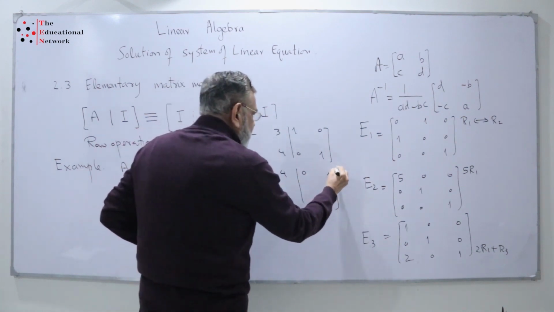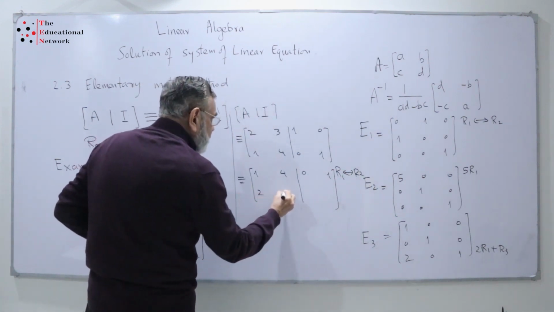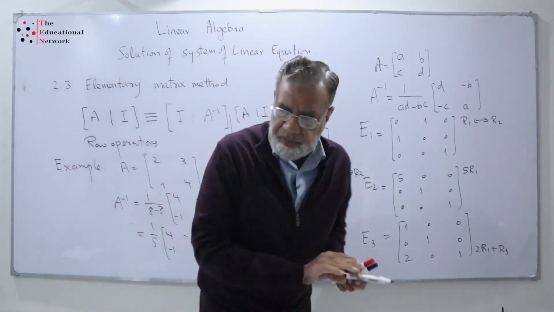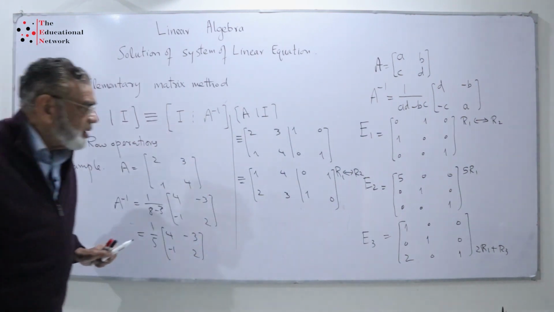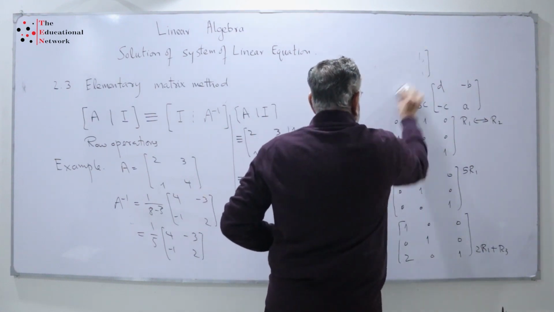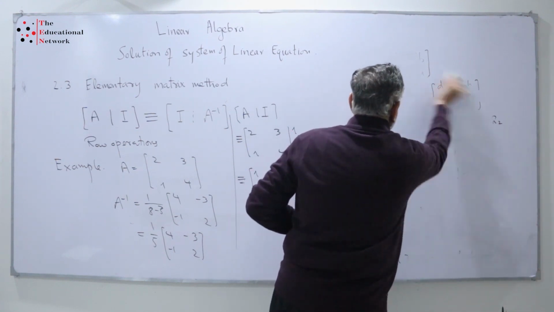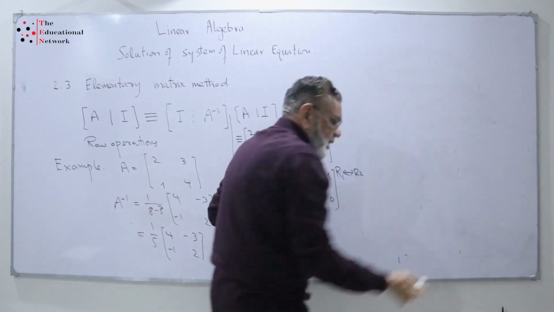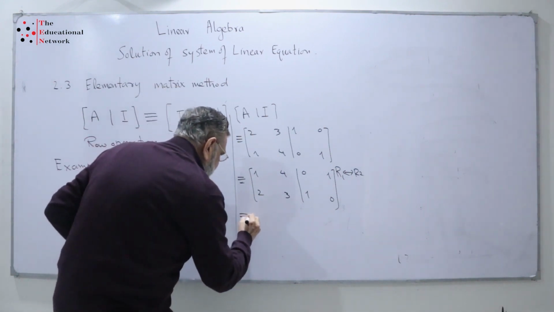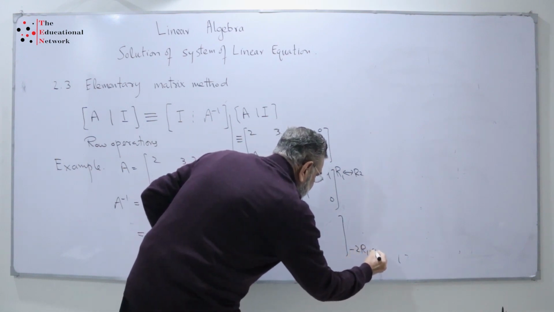I say I interchange R1 as a row operation. I'm allowed to do that one. So I get here 2, 3, 1, 0. Now what I want to do, I want to make this value equal to 0. To make this value 2 equal to 0, I multiply row 1 by minus 2 and add to my row 2. Here I say I multiply my row 1 by minus 2, R1 plus R2.